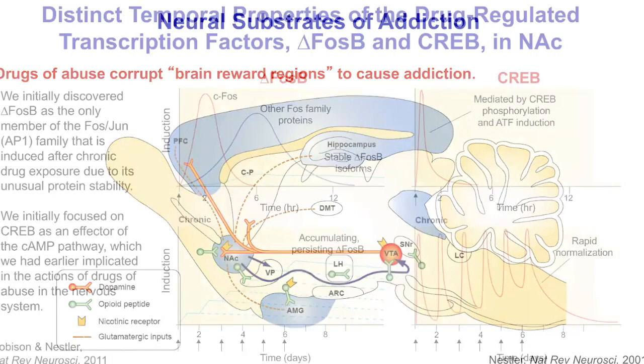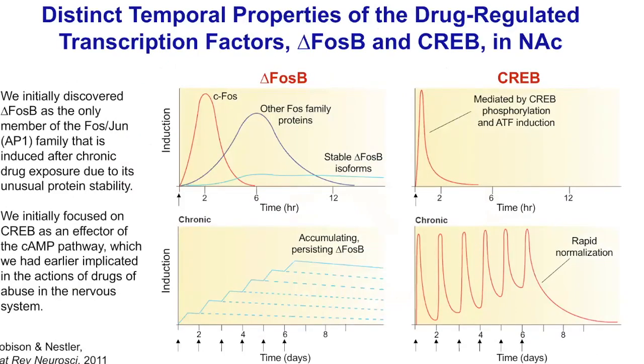Now, historically, my lab focused on two transcription factors, deltaFosB and CREB. And it's interesting to look back over the years and take stock of how we came across these two factors. They were candidate approaches, but at the same time, they both reflected a more open-ended approach. So for deltaFosB, we discovered deltaFosB in the context of addiction because it was the only Fos family transcription factor that was induced after chronic drug exposure.